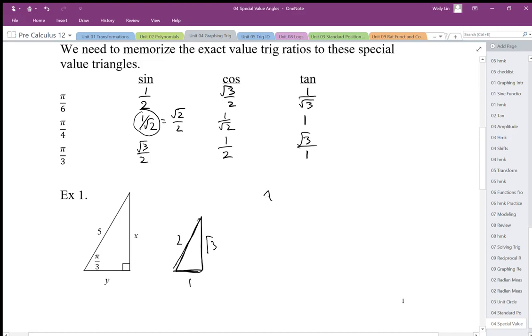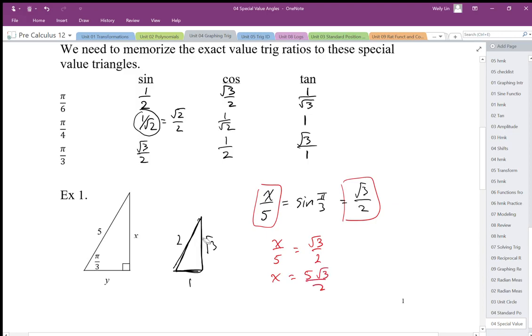I'm going to say the opposite over the hypotenuse is my sine of pi over 3. And I'm going to say that the sine of pi over 3 is going to be root 3 over 2. Well, if I have those both equal to sine pi over 3, although they're different size triangles, I can make this equivalence and solve for x. Okay, and here I've used trig to solve for this.